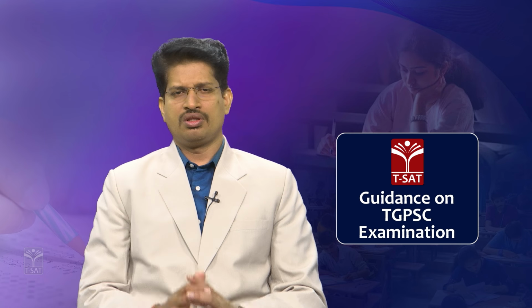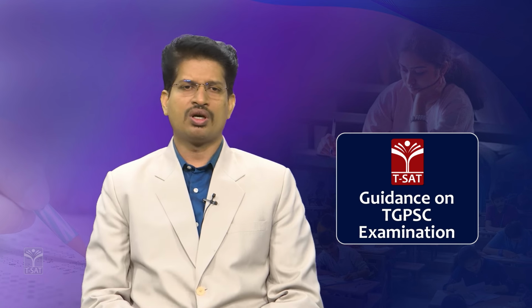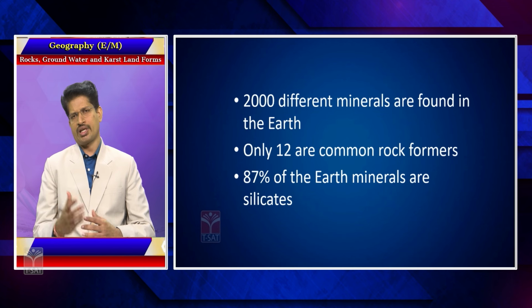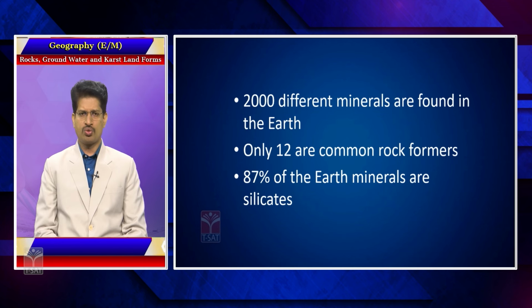On the Earth's surface, about 2000 different minerals are found. Out of these 2000 different types of minerals, not all are evenly available. Only 12 are common rock formers. Out of these 12, 87% of the Earth's minerals are silicates, which are a combination of silica.